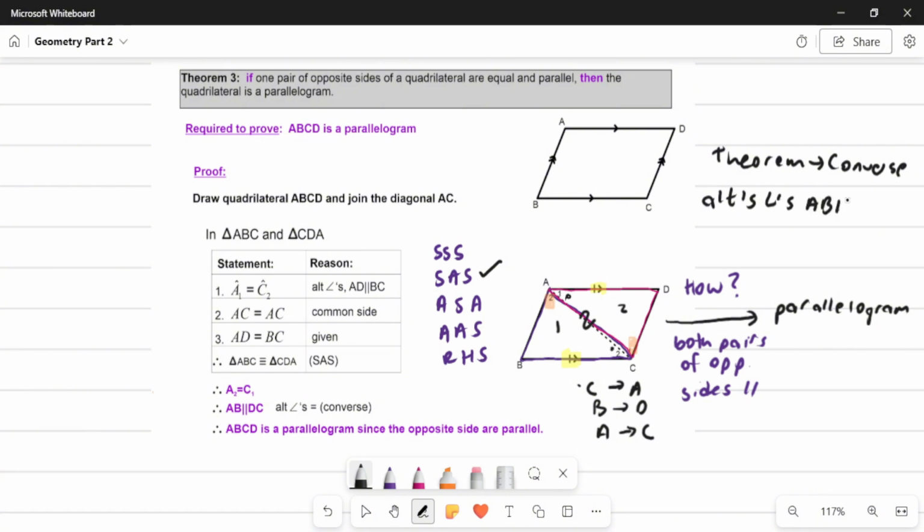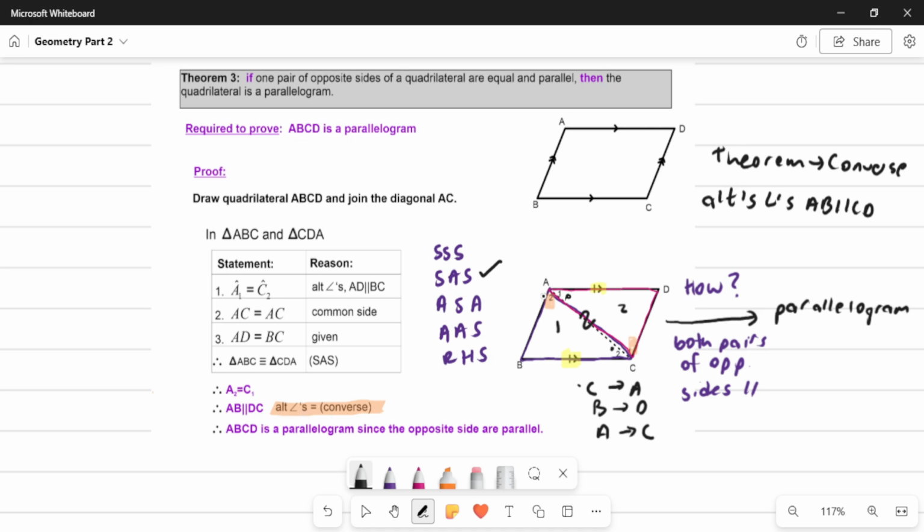Remember, AB parallel to CD. But now we are not making use of the theorem. We are making use of the converse. So if, listen to this, if we have parallel lines, then the alternate angles are equal. We can go in the reverse direction. If the alternate angles are equal, then we have parallel lines. And so what's important and what's significant is your reasoning changes. Your reasoning changes because you're not using the theorem, you're using the converse.